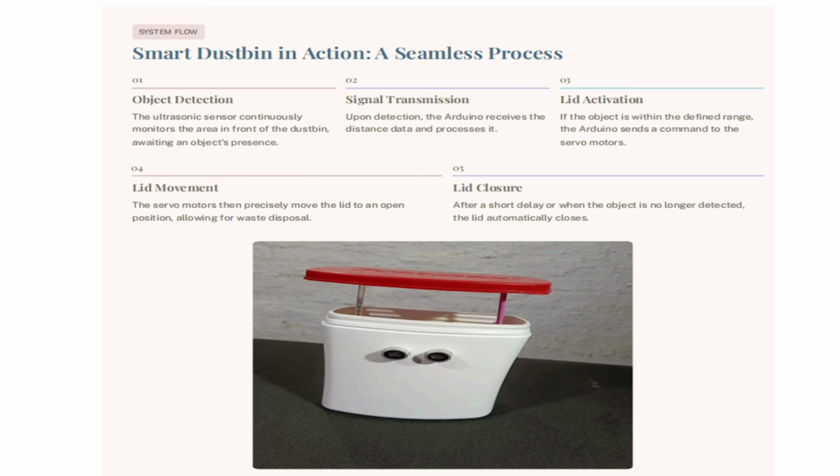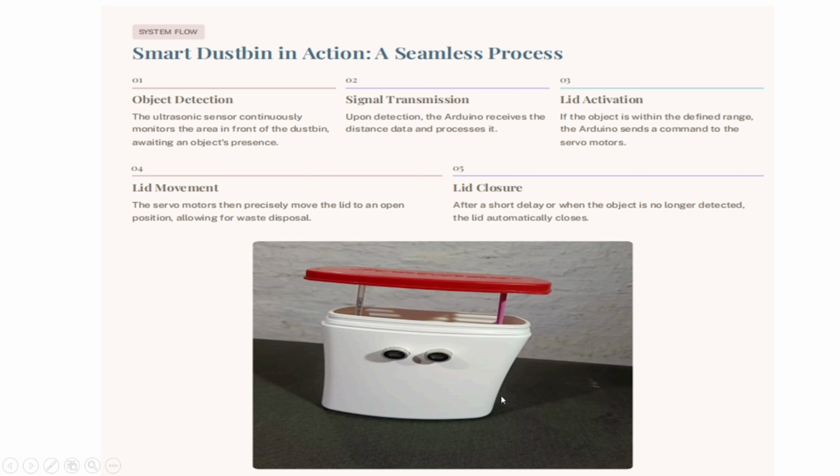Lid movement. The servo motors, acting as the system's muscles, then move the lid to a precise open position. This allows the user to dispose of waste without ever touching a contaminated surface. The two servos are added in these positions on the bin.